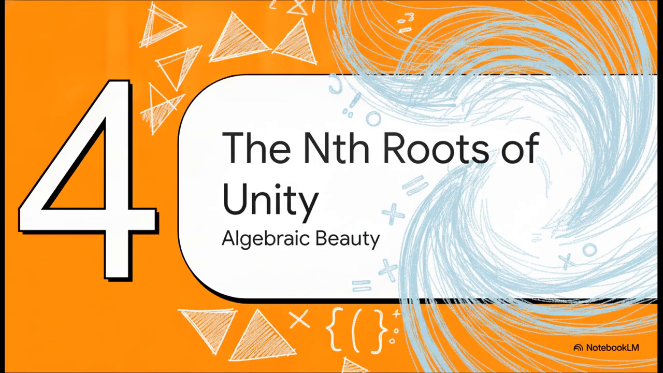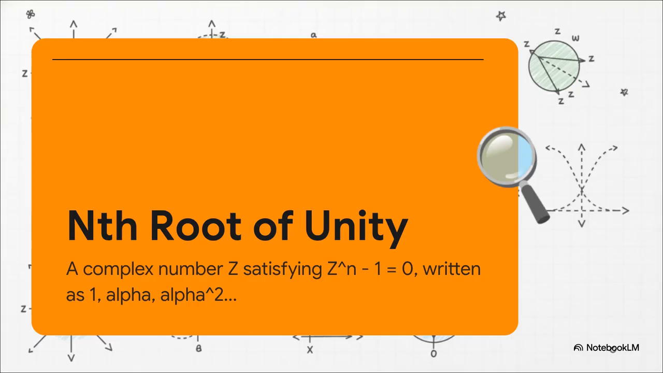Let's move into Section 4, the nth roots of unity, where we really get to see some algebraic beauty. Let's hit the reset button for a second and define this really clearly. An nth root of unity is just any complex number z that perfectly satisfies the equation z to the power of n minus 1 equals 0.